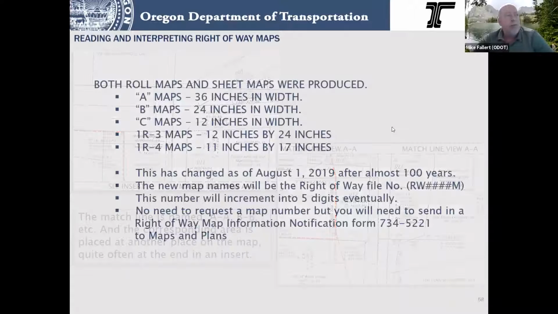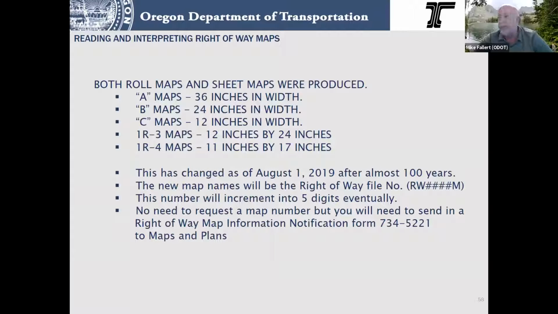Okay, so historically, like I said, we had the big roll maps and sheet maps. What was called an A map was a 36-inch wide map. B map was a 24-inch wide. C maps, which we have some, they were 12-inch width. R3s were 12 by 24, and R4s were 11 by 17. So these 12-inch ones kind of came in odd, and I think it was just a timing thing, what society and what was available. So that was something that they used.